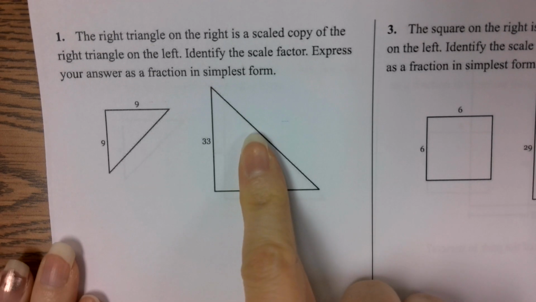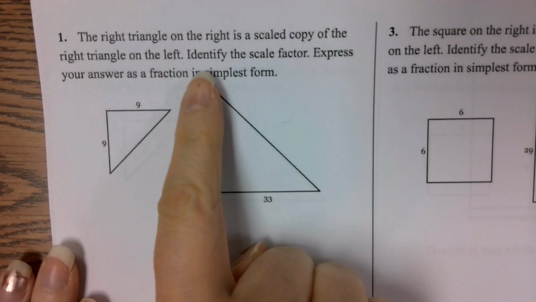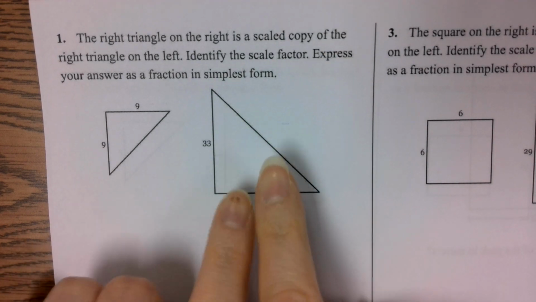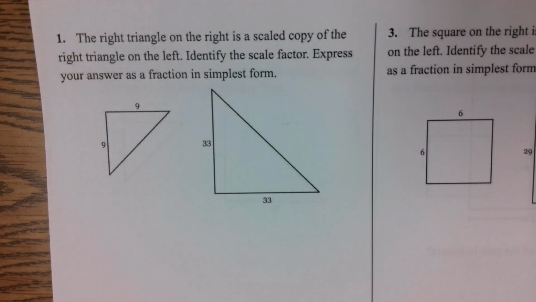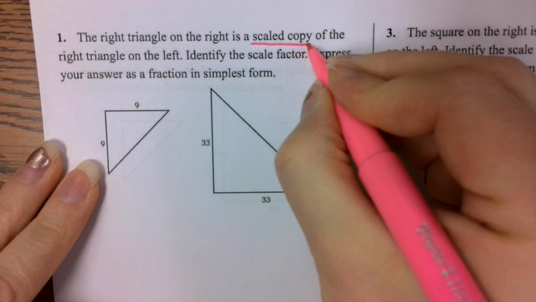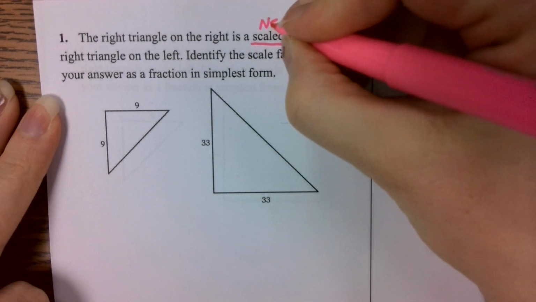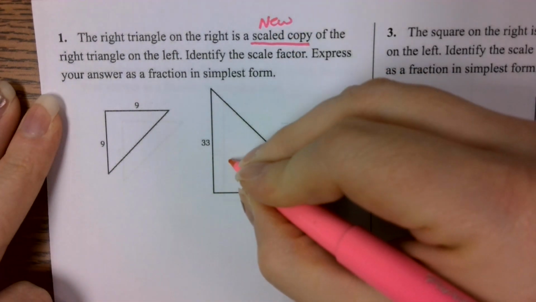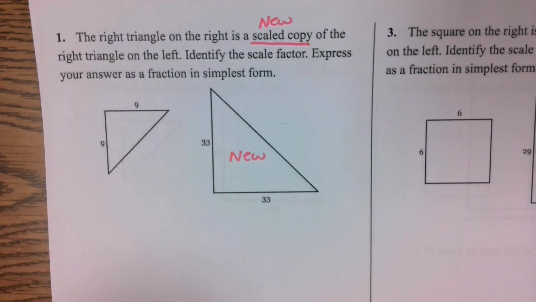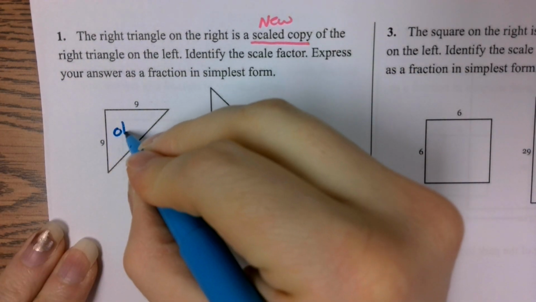All right, so for problem number 1, the right triangle on the right is a scaled copy. So this one is the scaled copy. Remember when we say that something is a scaled copy? That's another way of saying it's the new version. So inside of here, I'm going to go ahead and write that this is the new. That means that the other one is considered to be the old.